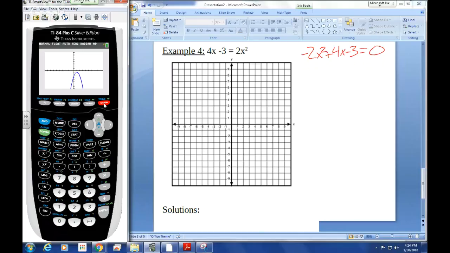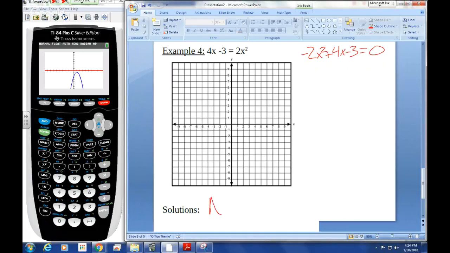and if we see here, you can see that this graph actually doesn't get to the y equals 0. So it's not going to have any intersection points. And so what that means is that we have no solutions. So here, where it says solutions, we write not just no solutions, but no real solutions.